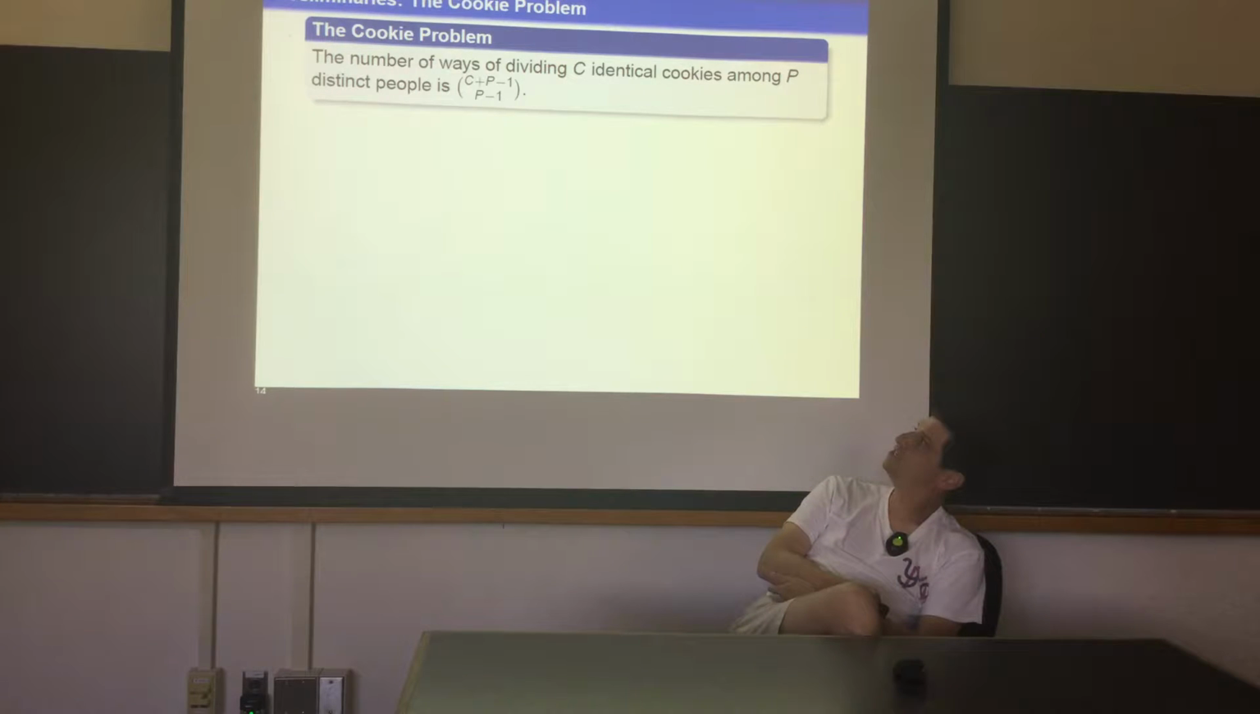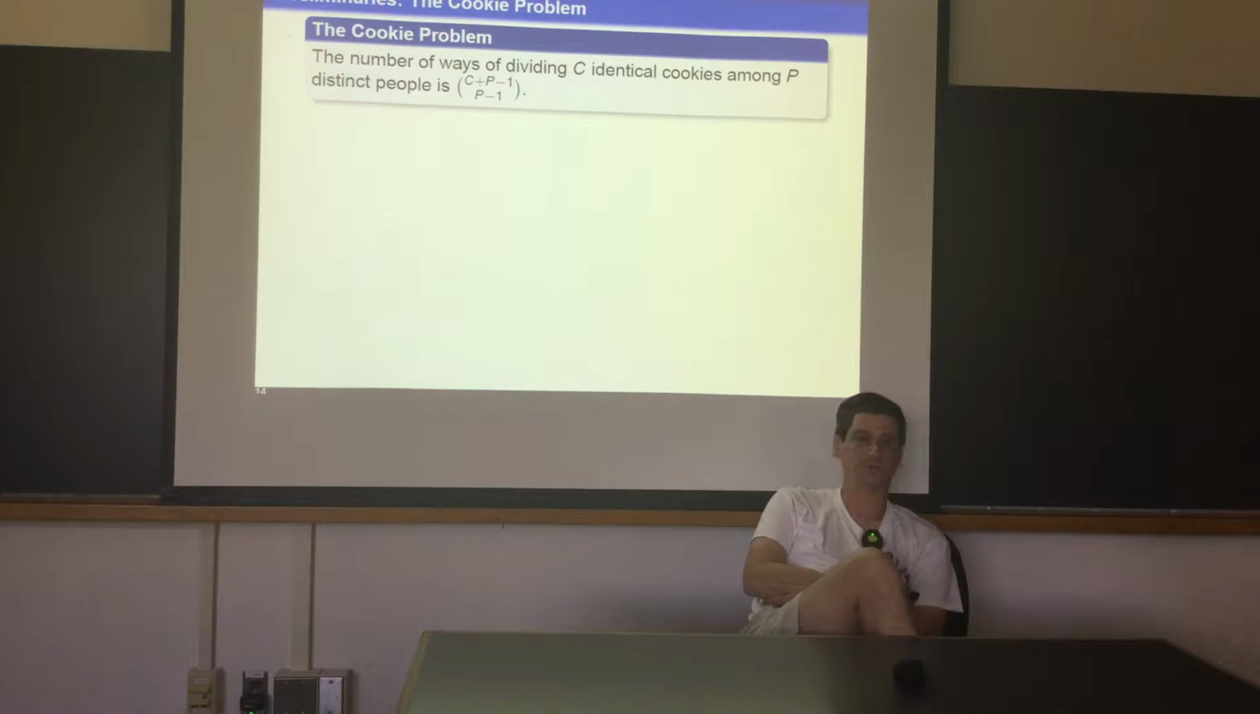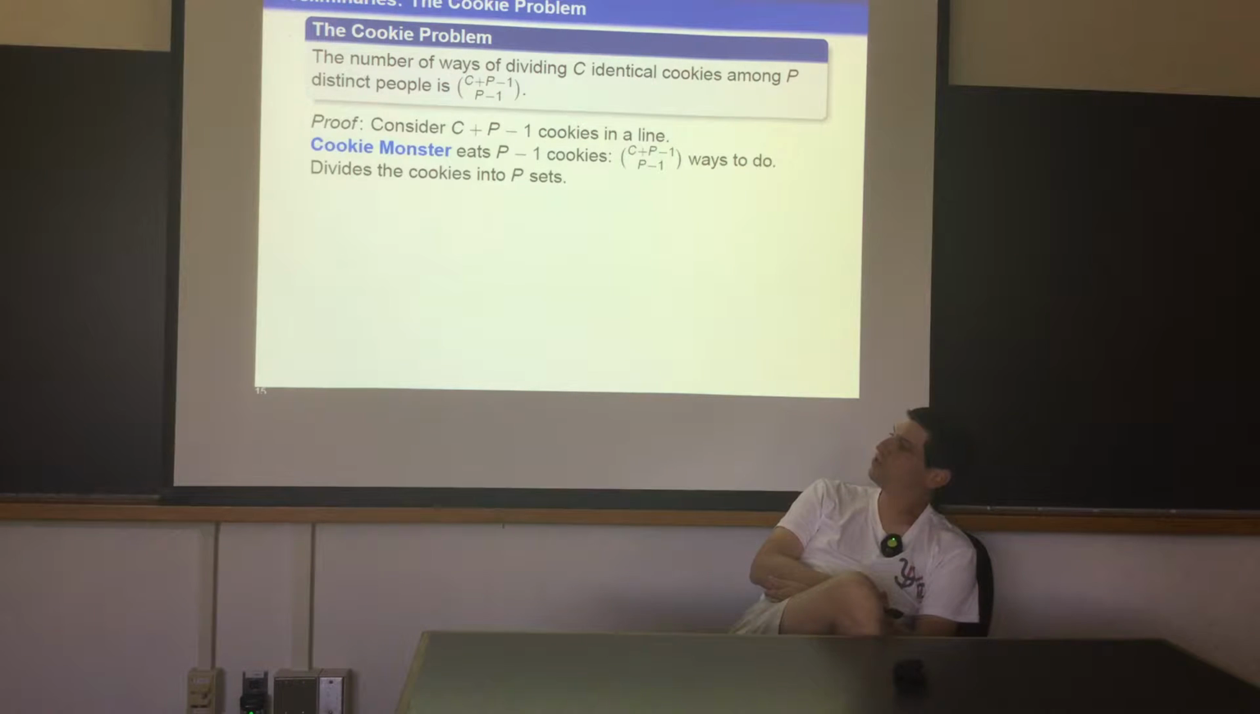So the number of ways of dividing C cookies among P distinct people is C plus P minus 1 choose P minus 1. For those of you who've done a lot of number theory, if you've heard of Waring's problem, this is Waring's problem where the exponent is 1. And the proof goes as follows. Imagine we have C plus P minus 1 cookies in a line. Cookie Monster comes and he eats P minus 1 cookies. And how many ways can you do that? Well, I have to choose P minus 1 from C plus P minus 1.